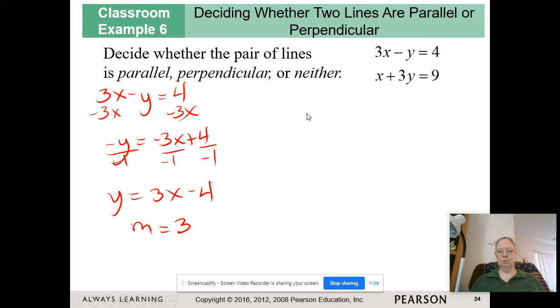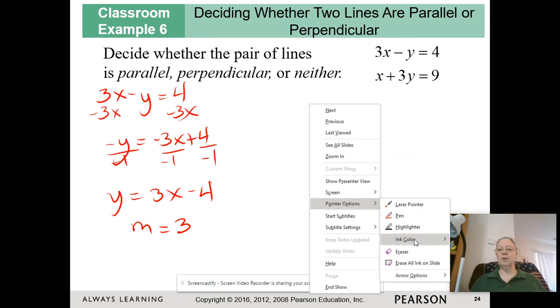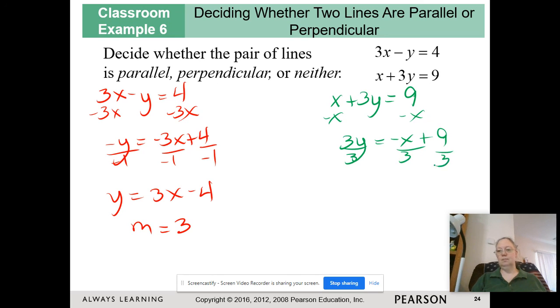Now I am going to change ink colors. I know it takes forever to do this. So now we have x plus 3y is equal to 9. Got to solve for y, so I'm going to subtract x and divide by 3. Remember, this is equivalent to having a little -1 right there, so we usually write it as -1/3 x plus 3. So my slope of the second line is -1/3.